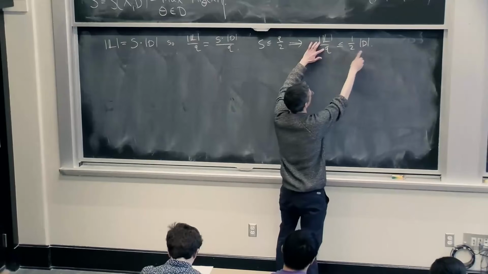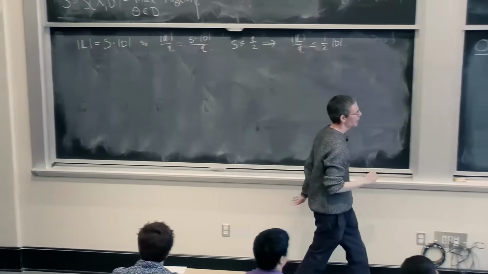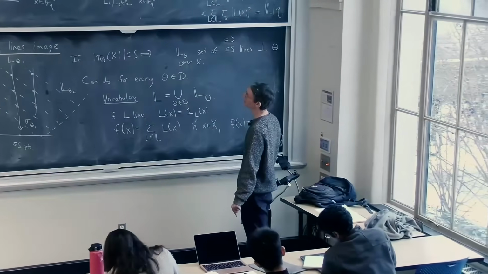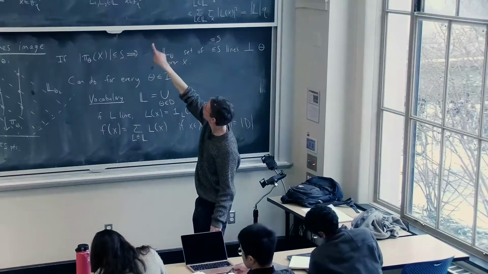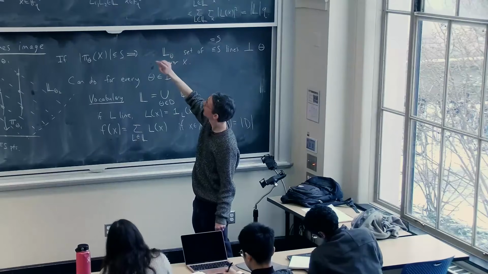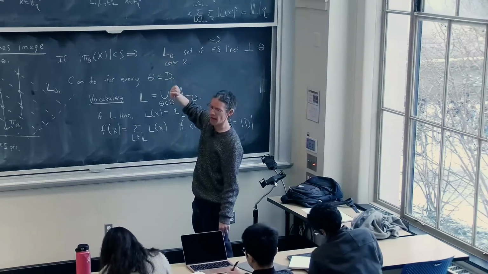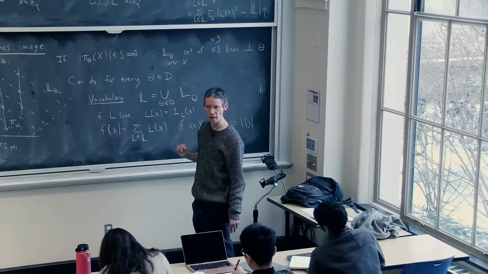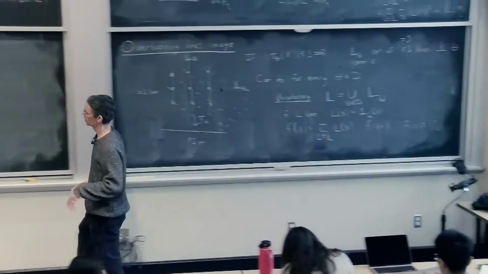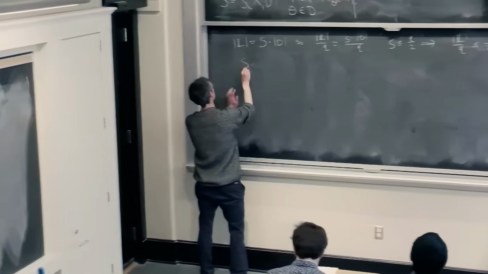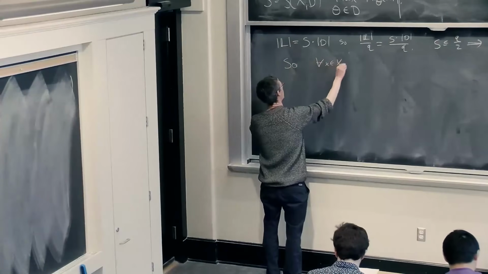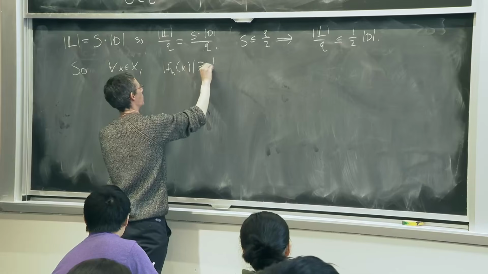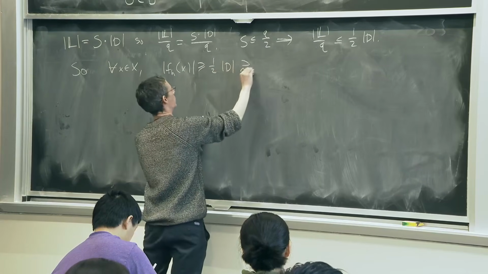OK, so this L over Q is less than half of D. Now remember that at each point in X, f of x is D. And f of x breaks up as L over Q plus the high frequency part. And what we just saw is that L over Q is less than half of D. So the high frequency part is the majority of f at those points. So we conclude that for every x in X, the high frequency part of x is at least half of D. I'll just write greater than D.